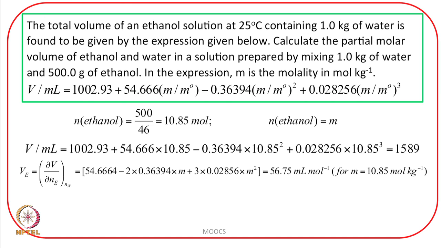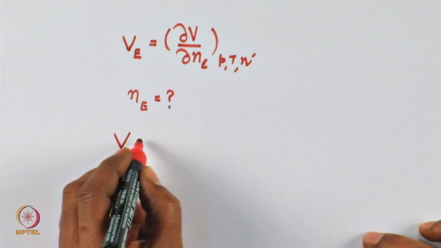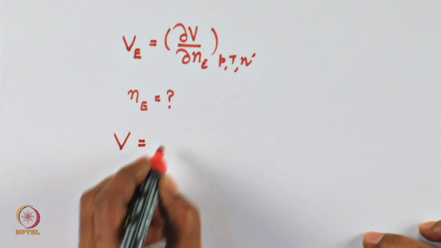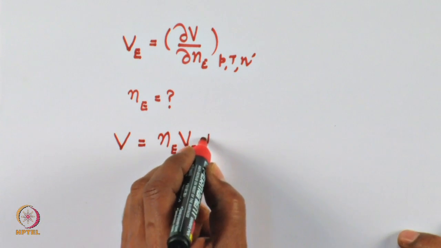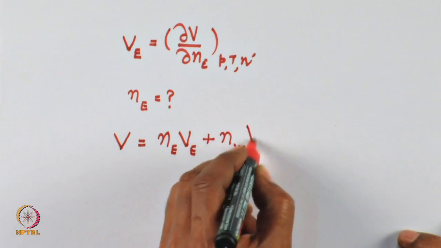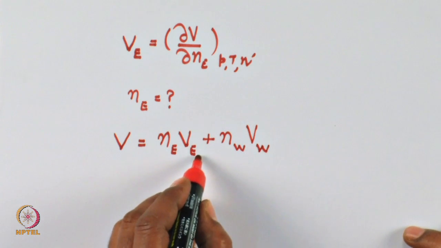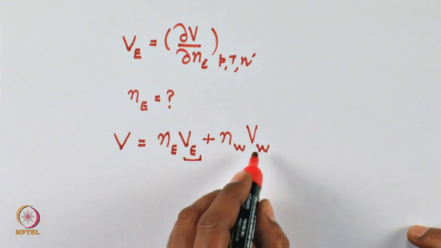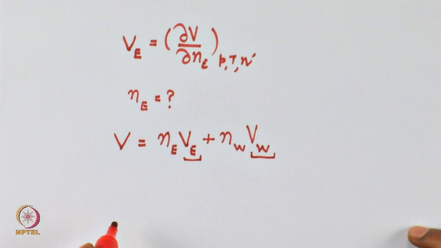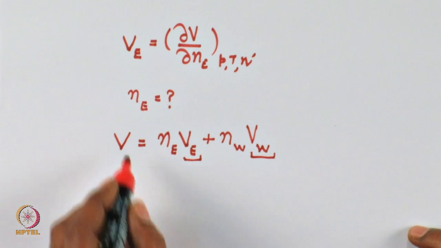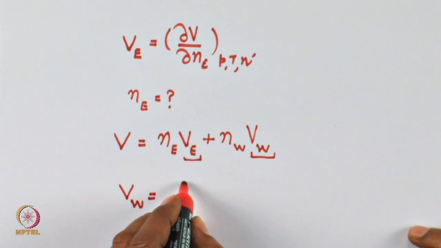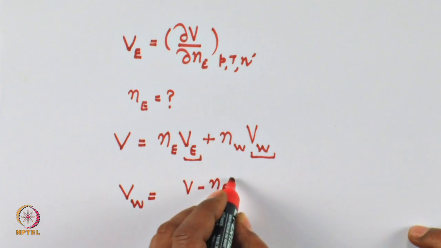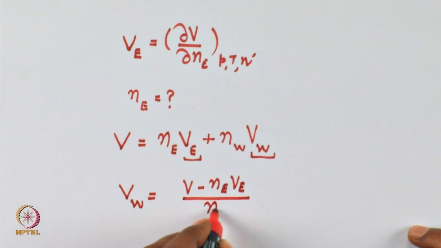Okay, so now we have the partial molar volume of ethanol. The total volume of the solution will be number of moles of ethanol into partial molar volume of ethanol plus number of moles of water into partial molar volume of water. We have already calculated partial molar volume of ethanol. What we need to now calculate is partial molar volume of water. We know the total volume. Therefore, partial molar volume of water from this expression is going to be V minus Ne Ve over Nw.